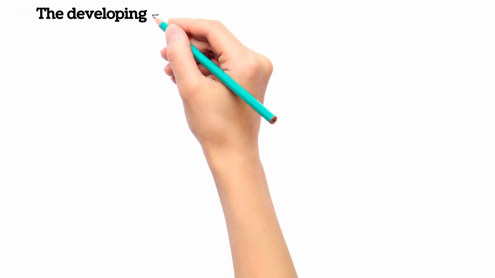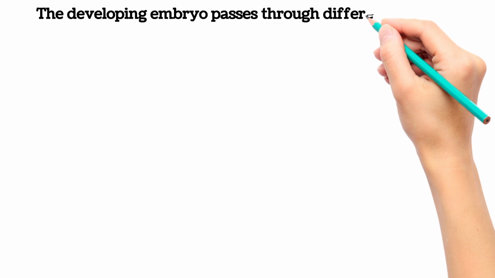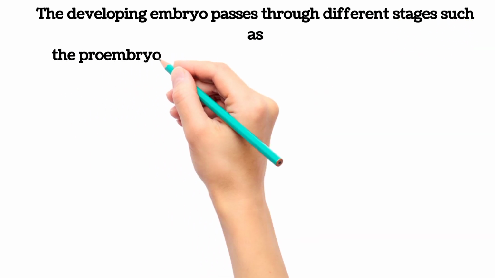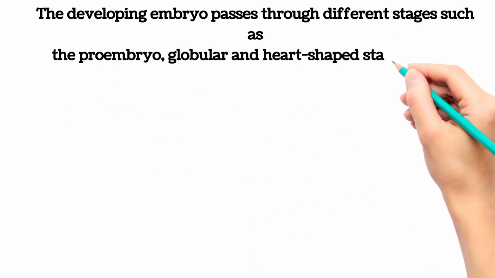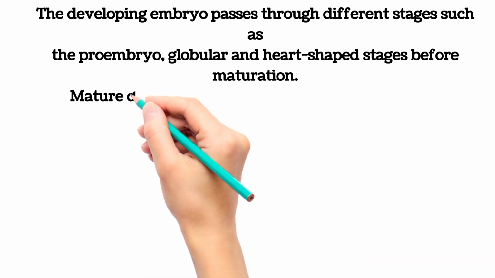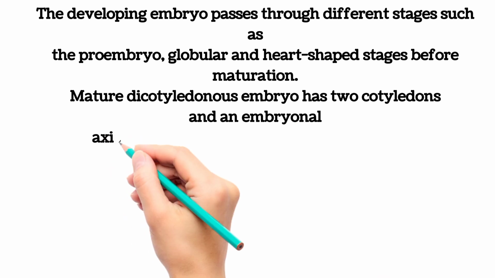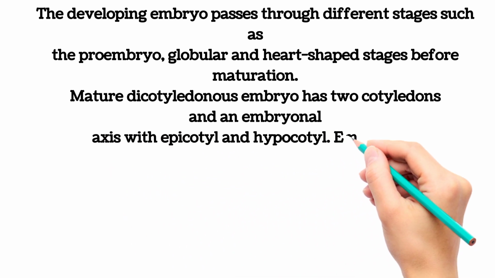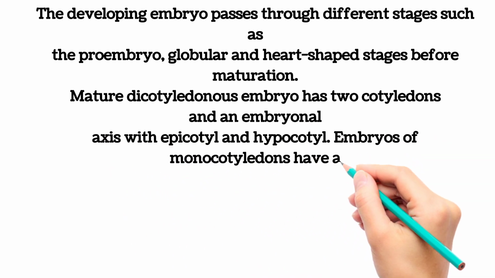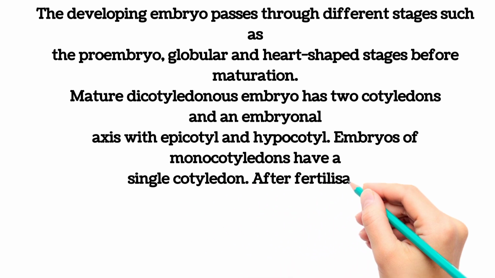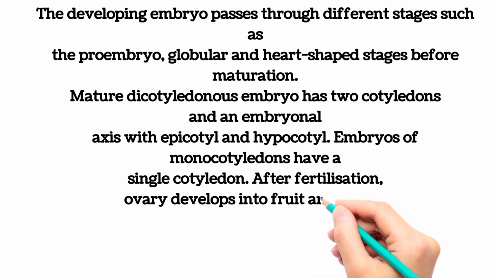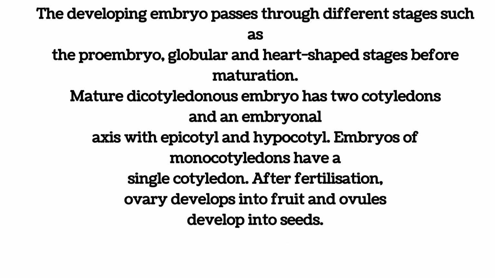The developing embryo passes through different stages such as the proembryo, globular and heart-shaped stages before maturation. A mature dicotyledonous embryo has 2 cotyledons and an embryonal axis with epicotyl and hypocotyl. Embryos of monocotyledons have a single cotyledon. After fertilization, the ovary develops into fruit and ovules develop into seeds.